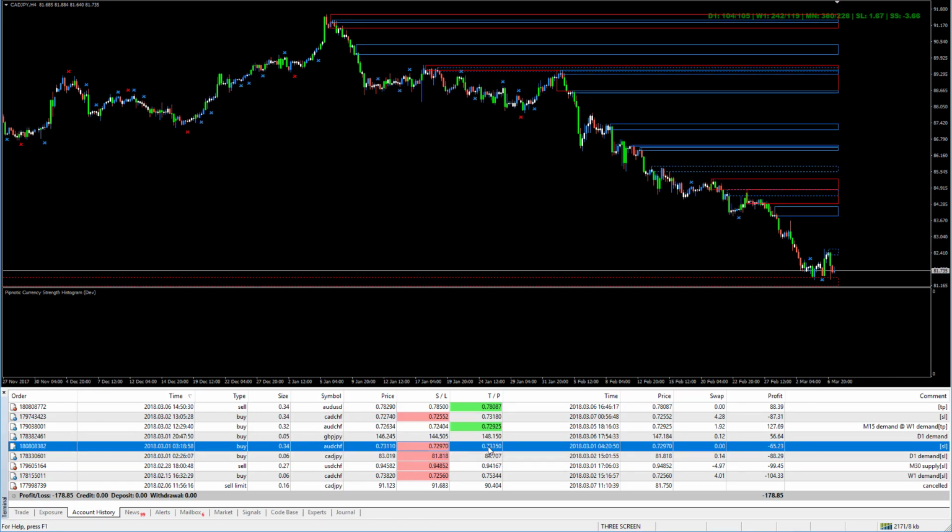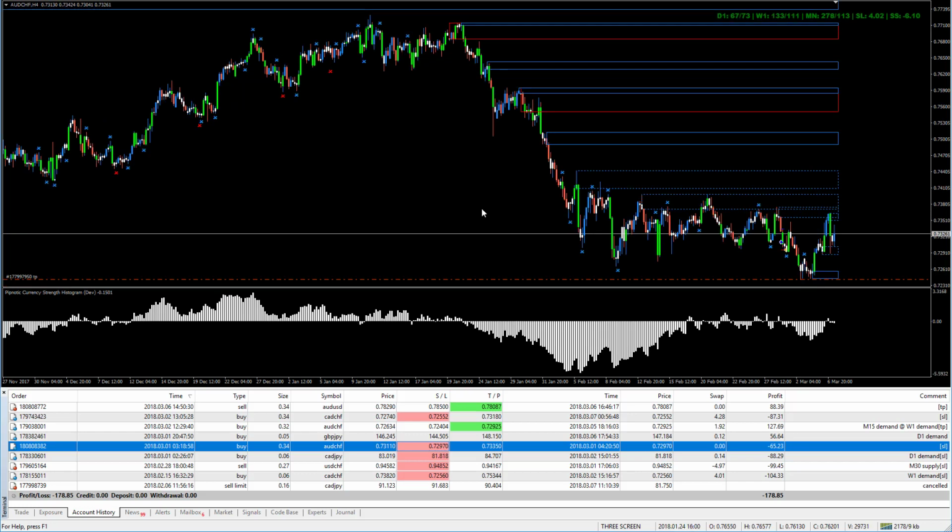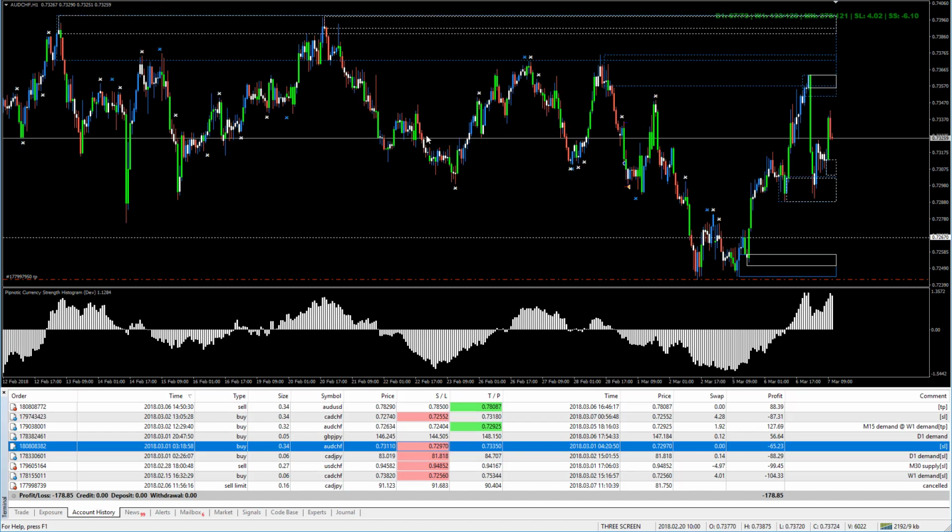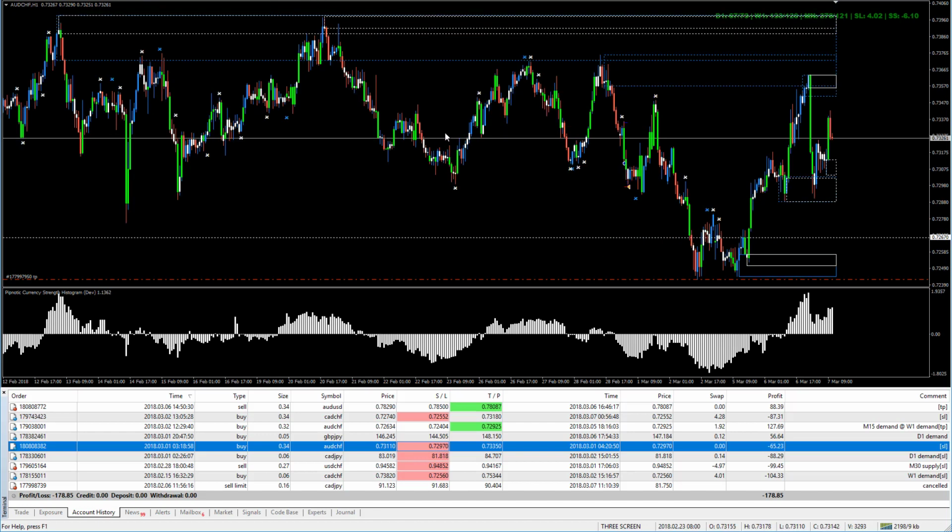We've got the Aussie Franc. So what do we do here? We bought just here. Okay, so we're going to mark off the low here. We're just going to go to the hourly chart and look at this, because this is an hourly trade. Okay, so we wanted to buy here.